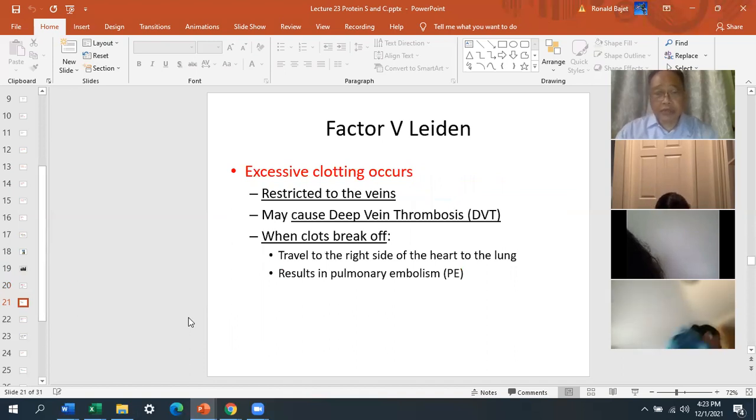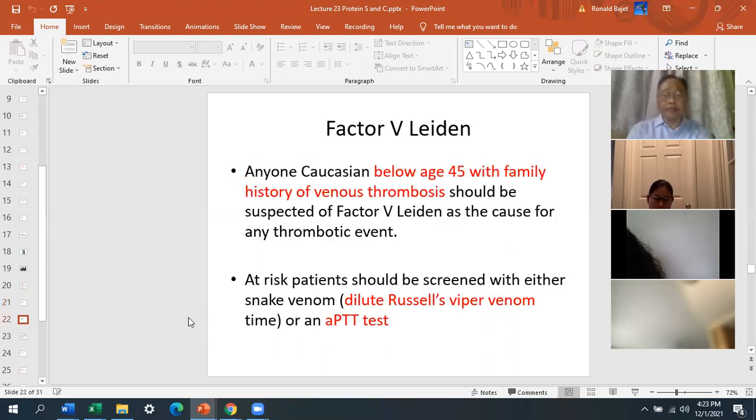So it's restricted to the veins. You may cause deep vein thrombosis. Remember the varicose veins. If the clot breaks off from the varicose veins, it'll travel to the right side of the heart and lung and result in pulmonary embolism. And it can also cause stroke as well.